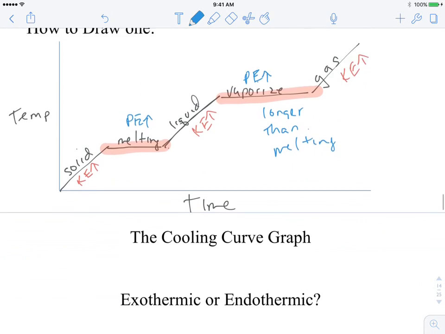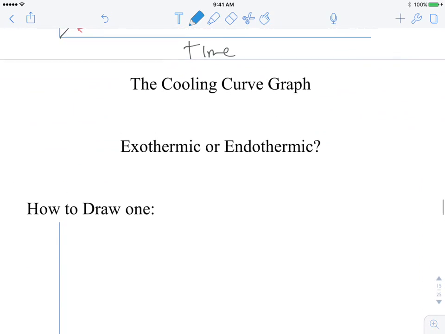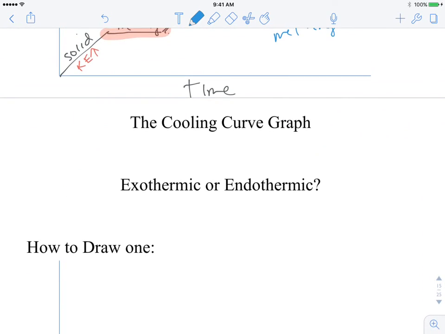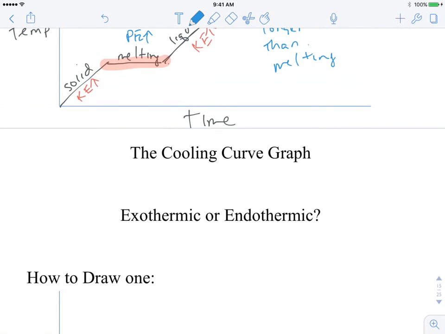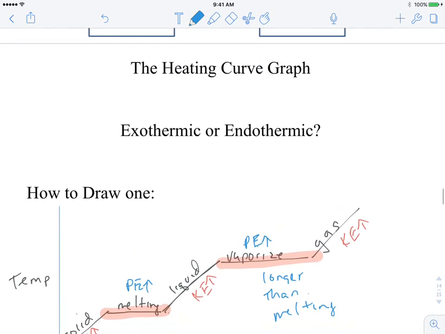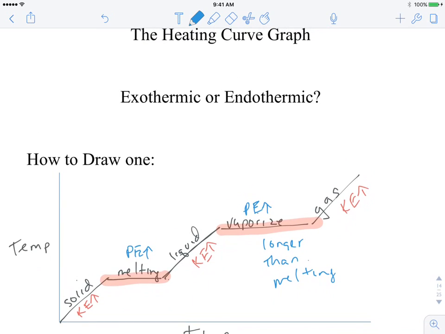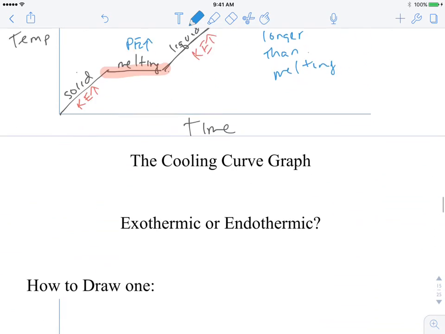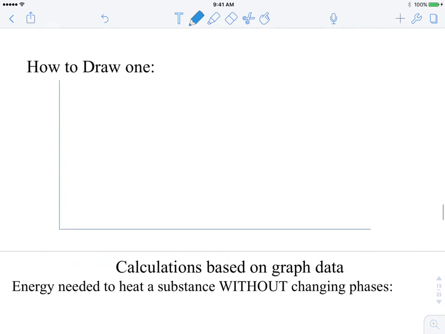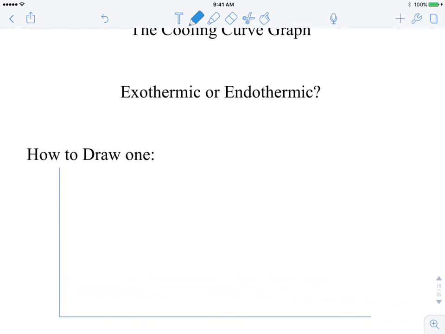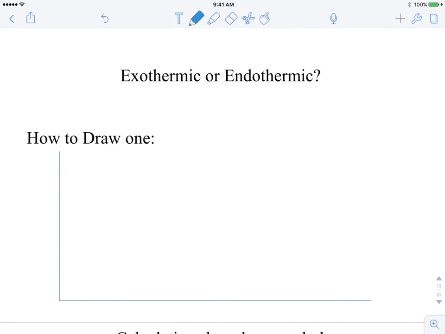So what I'd like you to do on your own is try and do a cooling curve. Now, before we do that, and before I stop this, is this exo or endo? So what do you think, exo or endo? So these are some thought questions for you. Is this exo or endo? Why is the vaporization longer? And can you draw a cooling curve here? We'll discuss this tomorrow, and then we'll fill in the notes too.